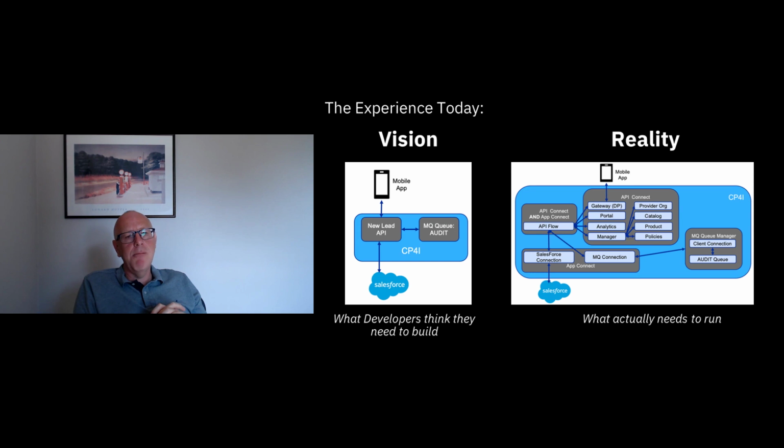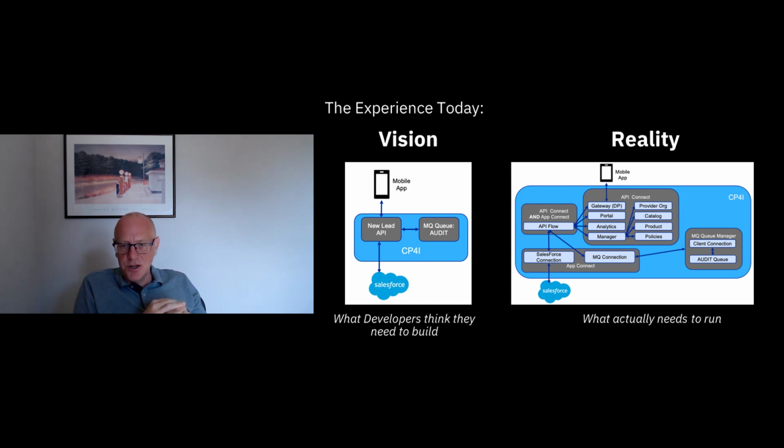And if you think about what I need to build for that, you're probably thinking, well, all I really need to build is the API itself. And I might potentially want to do some kind of auditing, so I might push that off to MQ. So that's your view of what you think you need to build, on the left. But the reality is there are actually multiple components involved in delivering that.